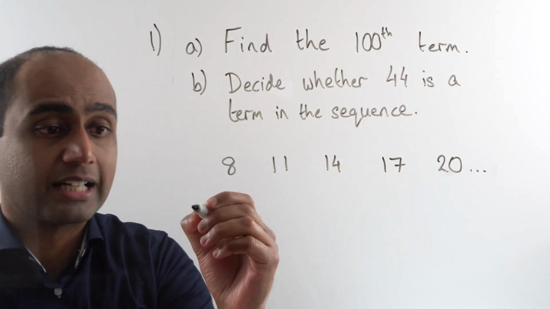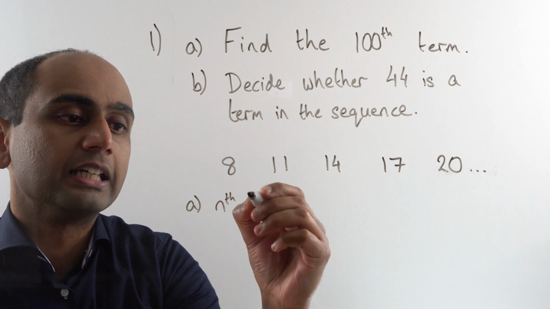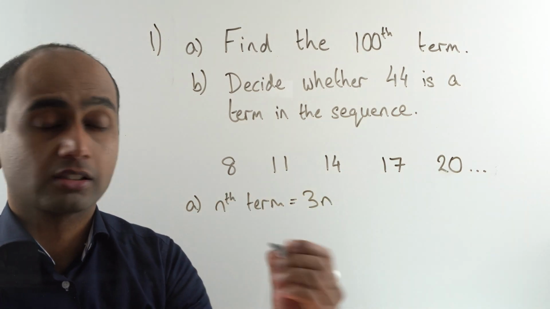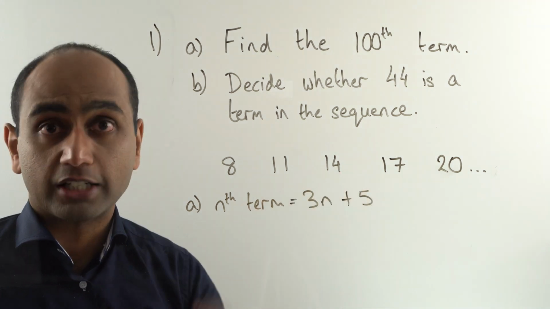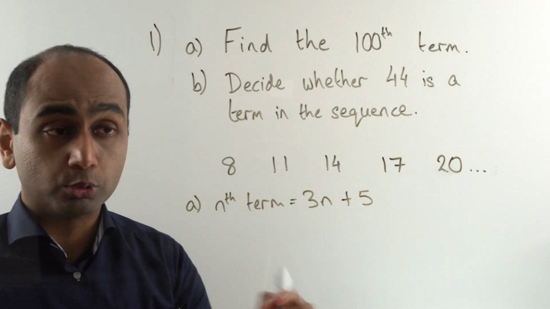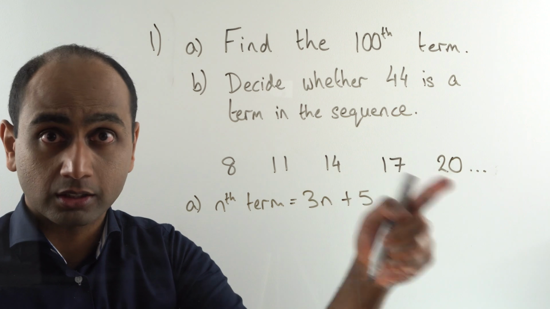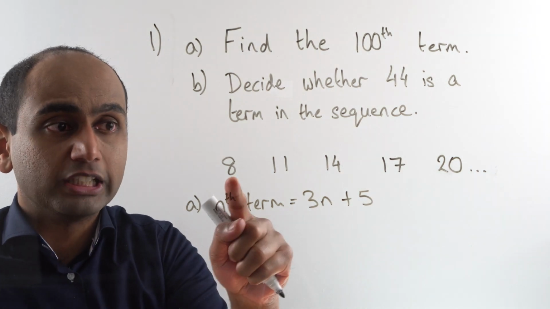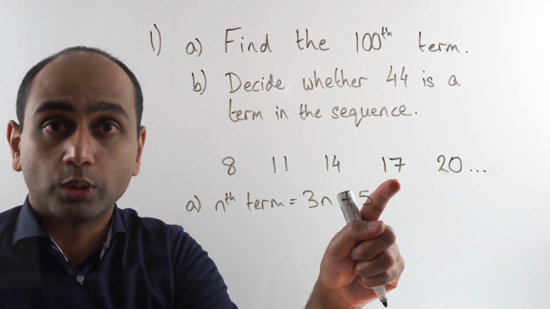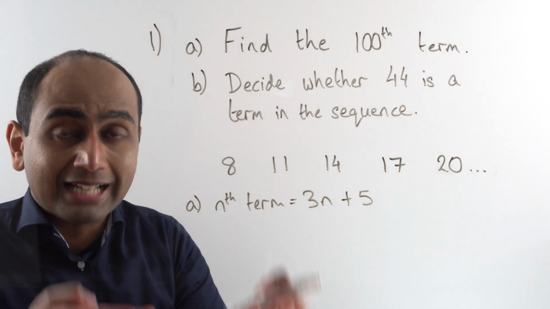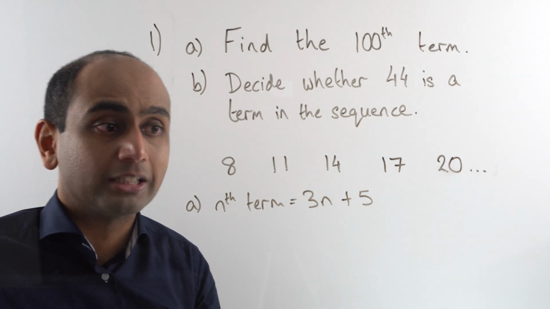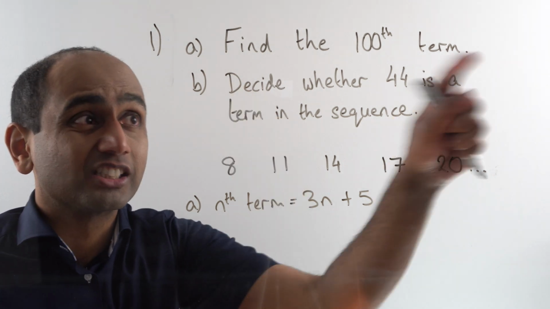You should have found that the nth term is 3n plus 5. It's like our 3 times table because it's going up in steps of 3, but it's been shifted up by 5. So instead of 3, 6, 9, 12 and so on, we've just added 5 to each of those numbers. So the nth term of this sequence is 3n plus 5, but that's not the answer to this question.